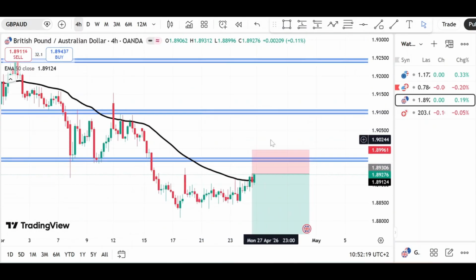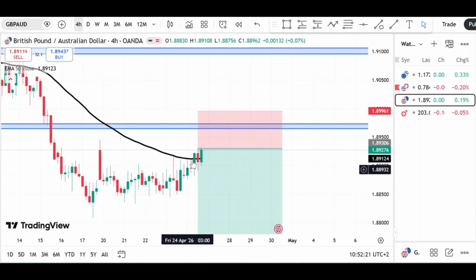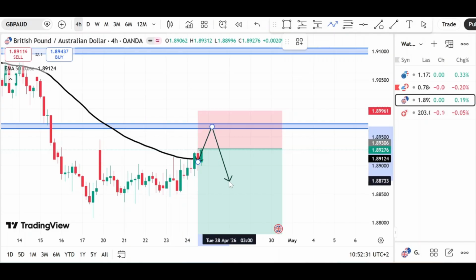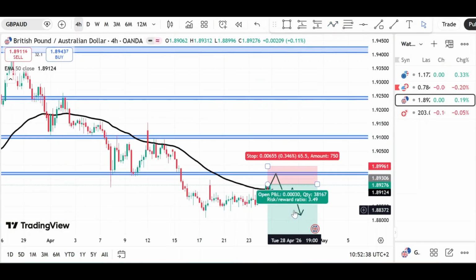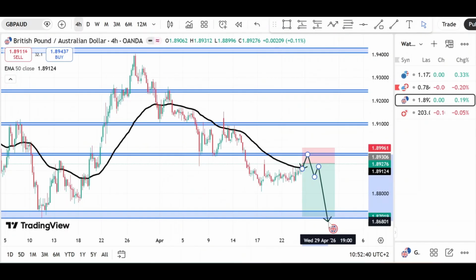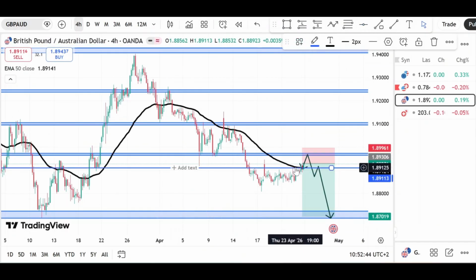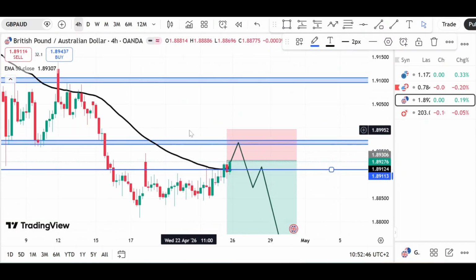So someone might have entered here, but as I expect, there is liquidity on this zone which will need to be swept. After sweeping this liquidity, the price will drop down here, do something like this, retest the EMA back again, and then the price splashes back in a downtrend. Here is a small level, this level here.